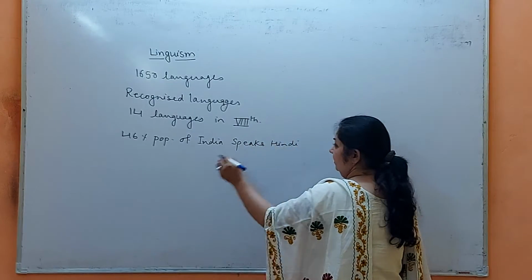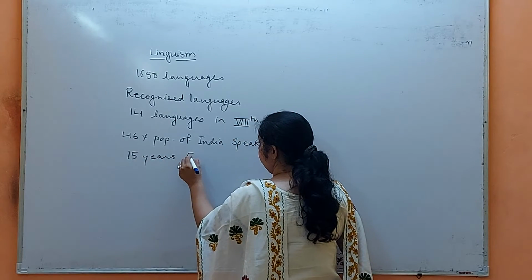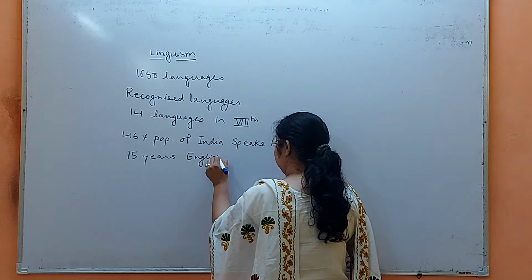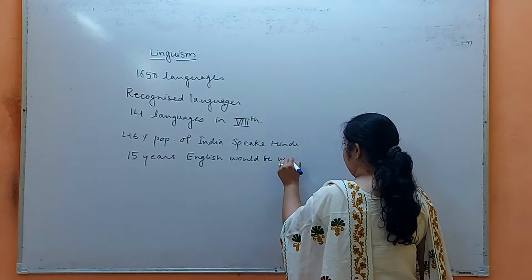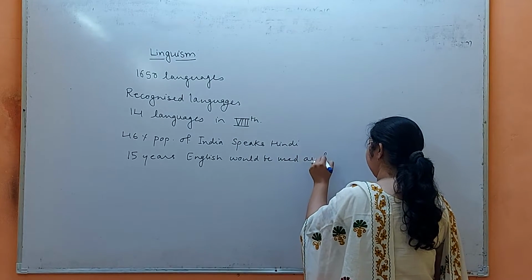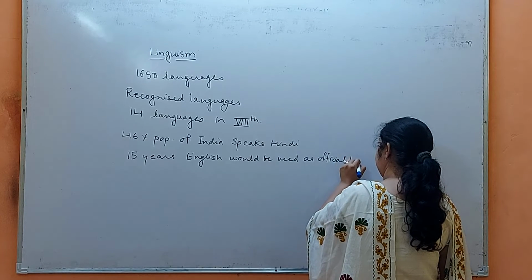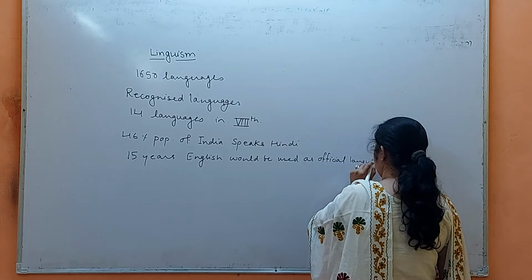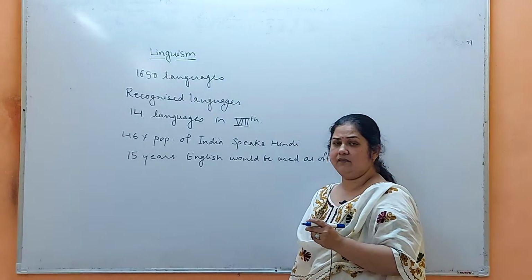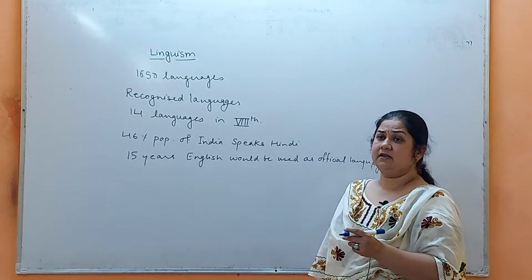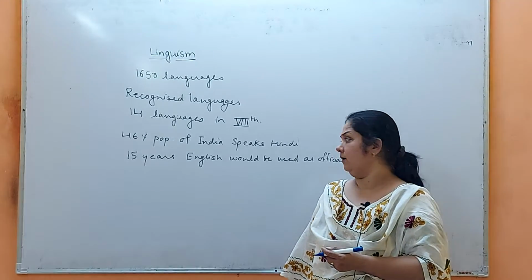So it was decided till 15 years English would be used as official language. And after that Hindi would be made as the official language. But this met with a, you can say, protest by southern states as well as West Bengal.